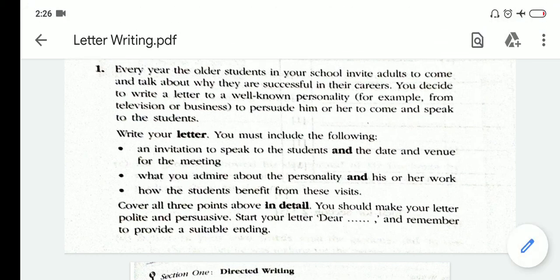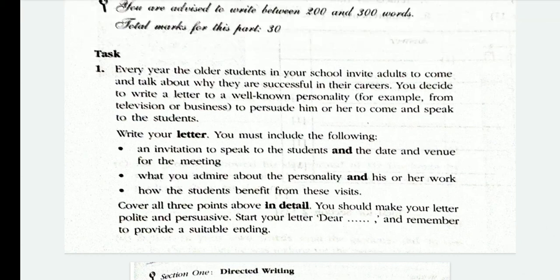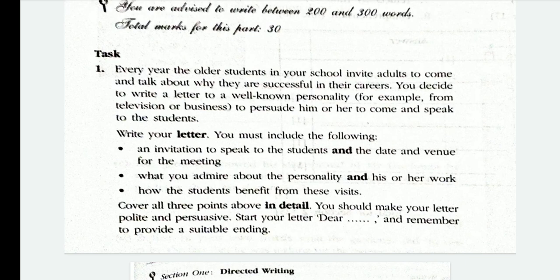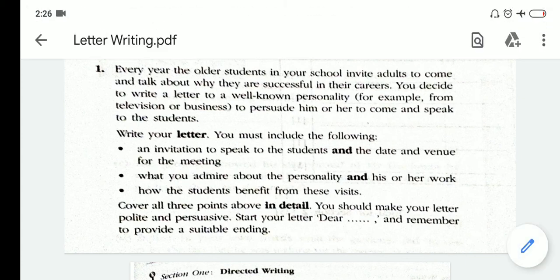The first thing that you will cover in your letter is an invitation to speak to the students, and date and venue for the meeting. You need to tell them where they have to come and when they have to come. Second, what you admire about the personality and his or her work. Obviously, you will mention that personality as well, because that personality is an ex-student from your school and he or she has studied here. So, what you like about that personality or what you admire about that personality, this is the second task that you will cover in that letter.